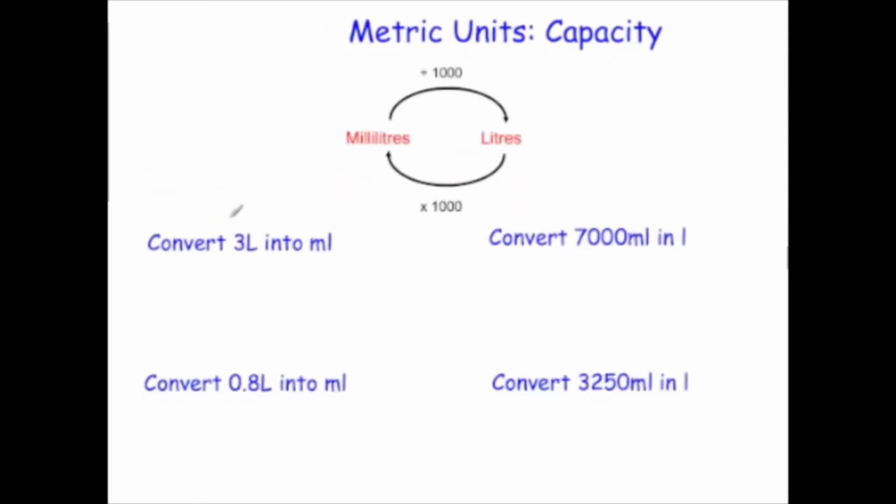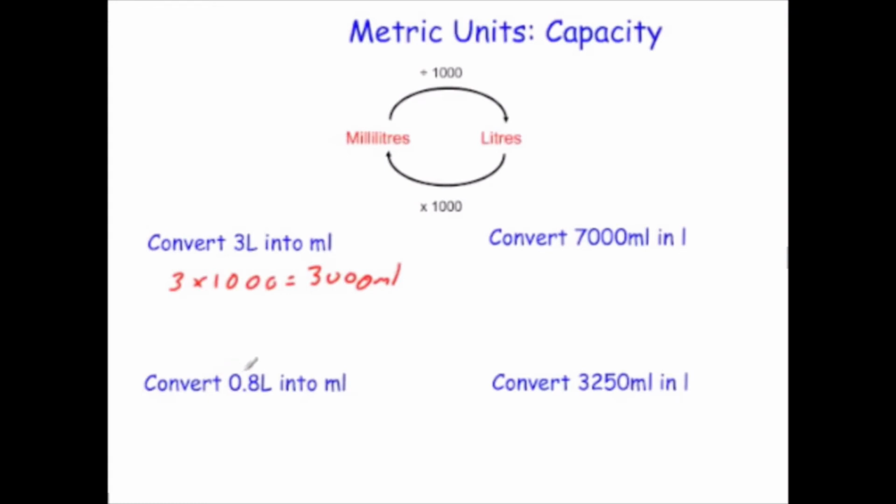Let's look at some examples. So here we've got to convert 3 litres into milliliters. To go from litres to milliliters, you times by 1,000. So it'd be 3 times 1,000, which would be equal to 3,000 milliliters.